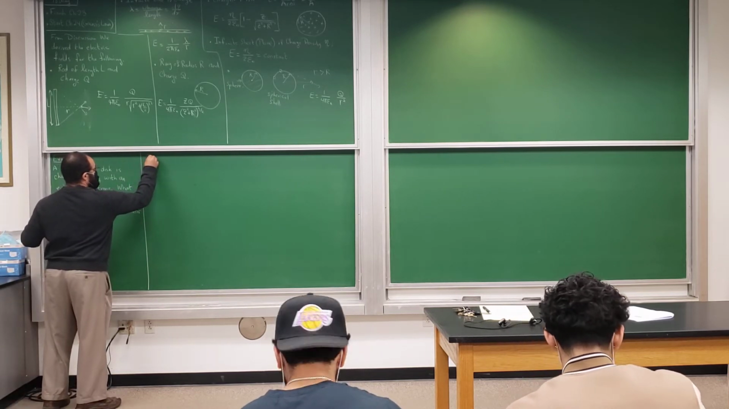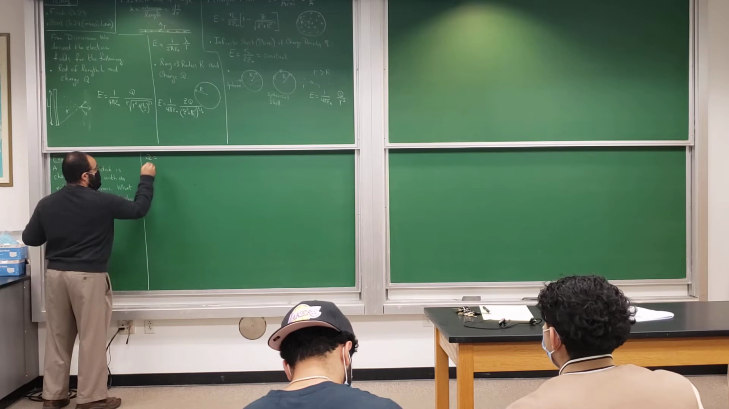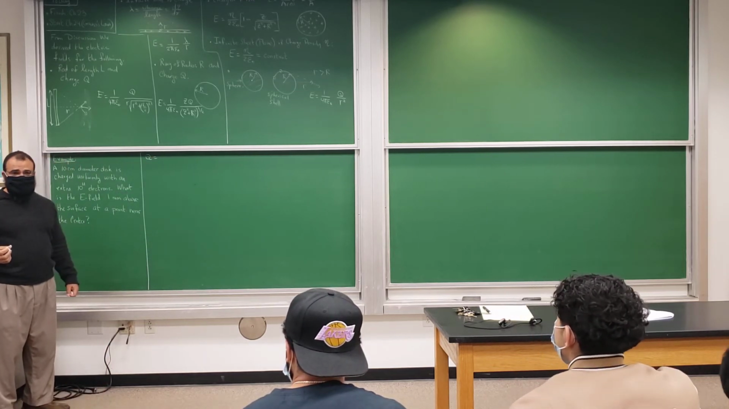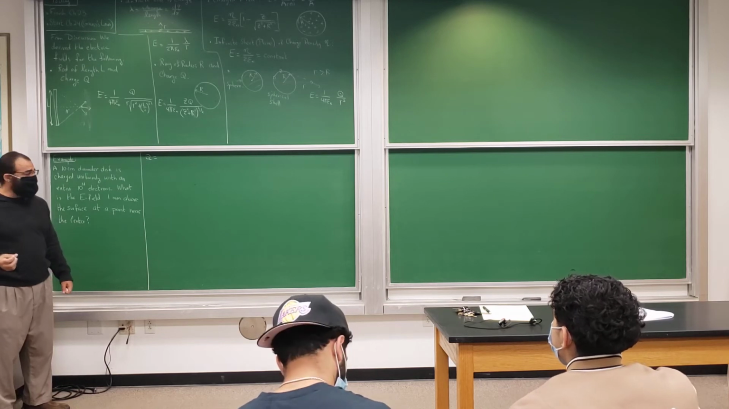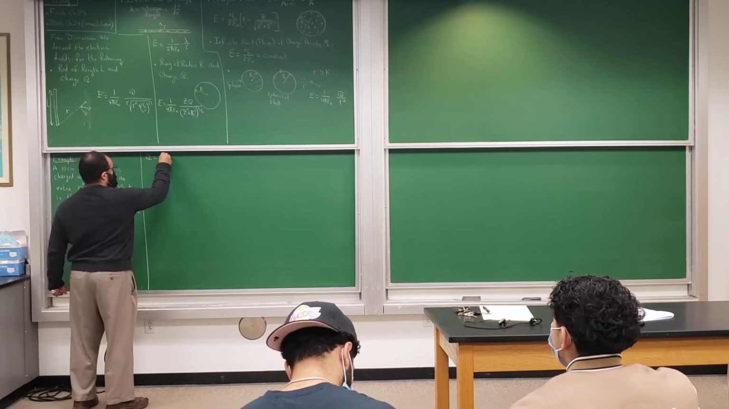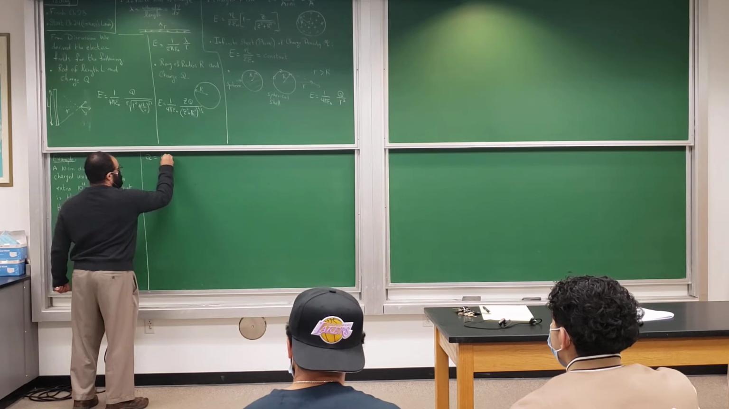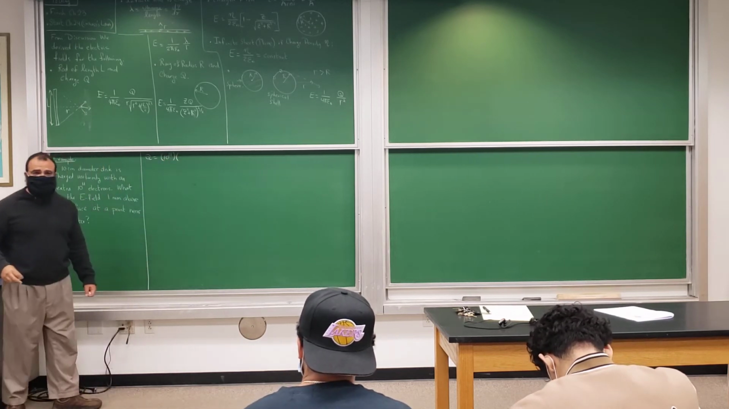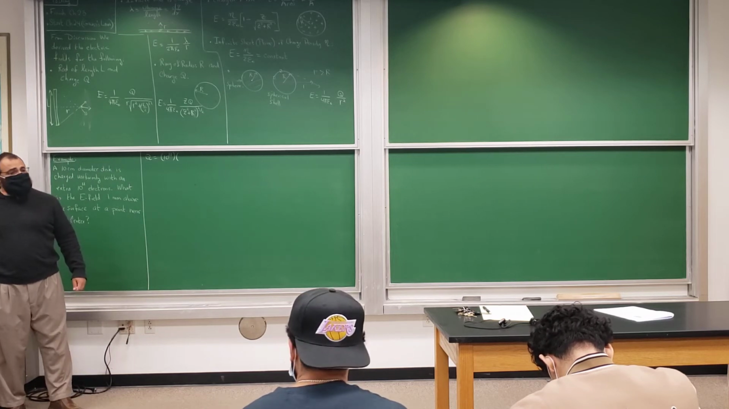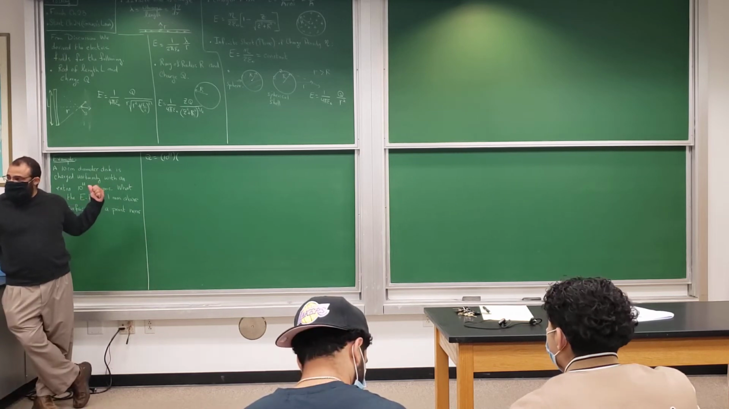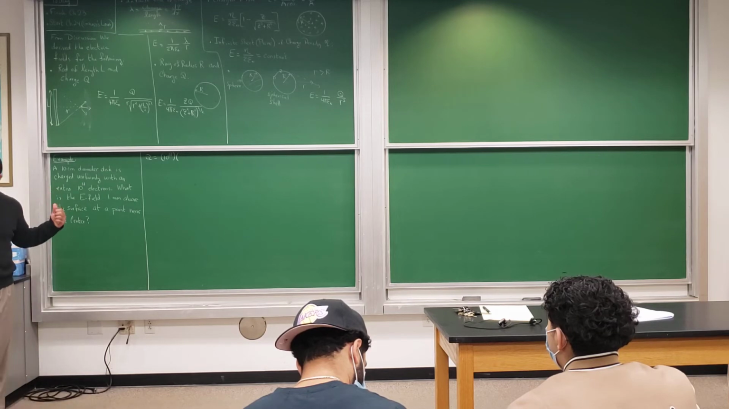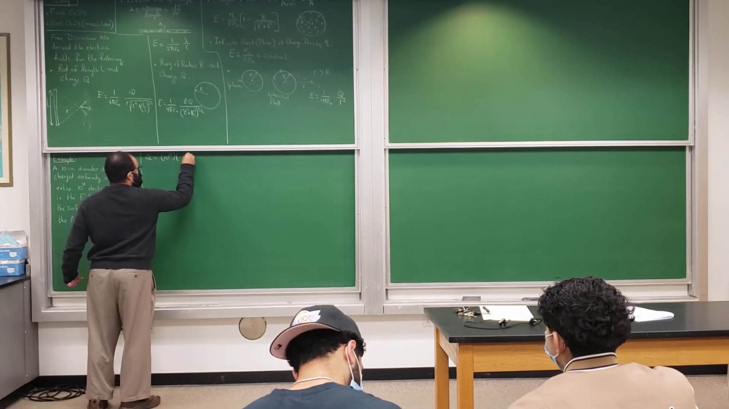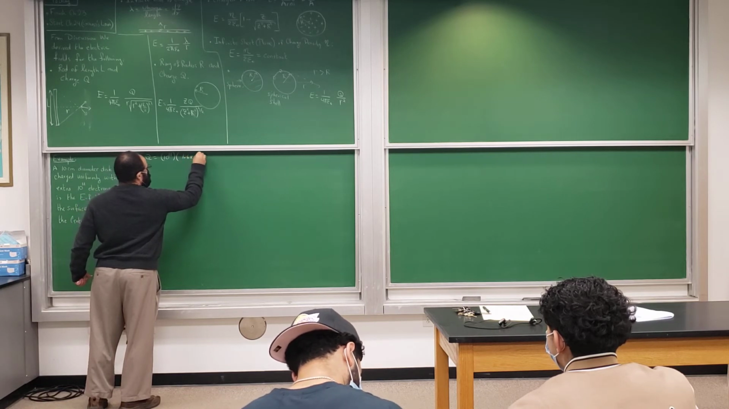We need to find Q. Q is the total charge due to 10 to the 11 electrons, right? So how many electrons do I have? I have 10 to the 11 of them. That's what they told me. And then times the charge per electron. What is the charge of 1 electron? I know I didn't write the number down. It is 1.6 times 10 to the minus 19.